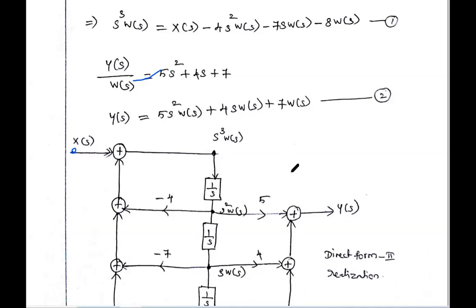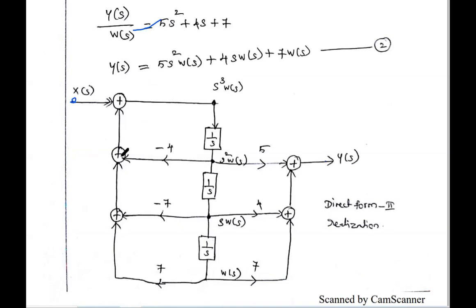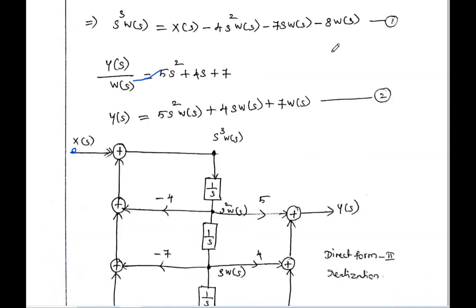After that, we have to realize the first equation. What is that first equation? This s power 3 w of s is obtained by adding 4 terms. What is the first term? X of s. So we have to place one adder here. If we want to add 4 terms, we need 3 adders. You see 1, 2, 3. In order to realize equation number 1, we need the 3 adders. This is the first adder, second adder and the third adder.